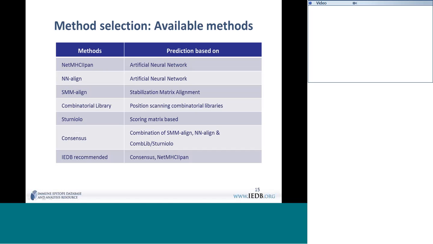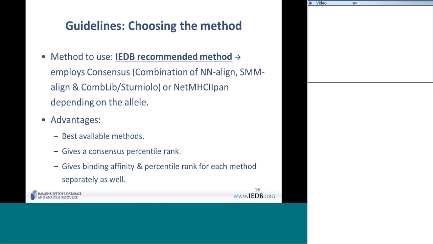And besides this, similar to class 1, we have a consensus method, which employs a combination of SMM-align, NN-align, and combinatorial library or Sturniolo. So it employs three methods. And further, we have this IEDB recommended. If we have an algorithm for the allele that we chose among these ones, we will use consensus. If we don't have, then we will use NetMHCIIpan. So it's the same as class 1, which the earlier speaker already explained.